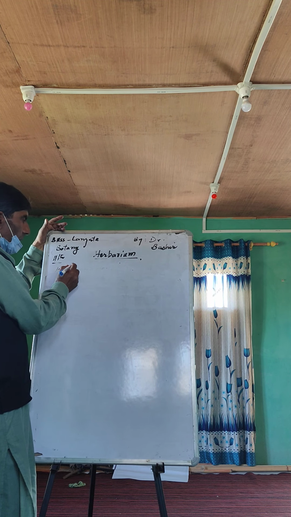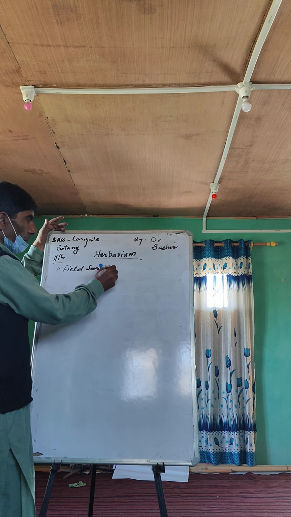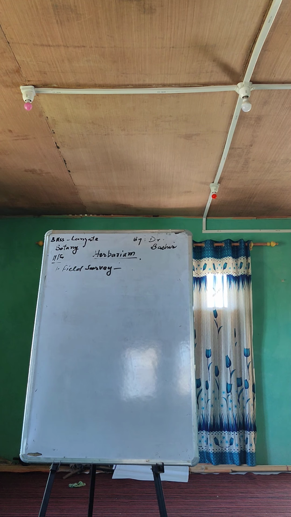The first setup is field choosing, that's field survey. Field choice depends upon what kinds of plants you need to collect. That is actually the plants of rare nature, plants which are not present in your locality. They are chosen for the purpose of herbarium.